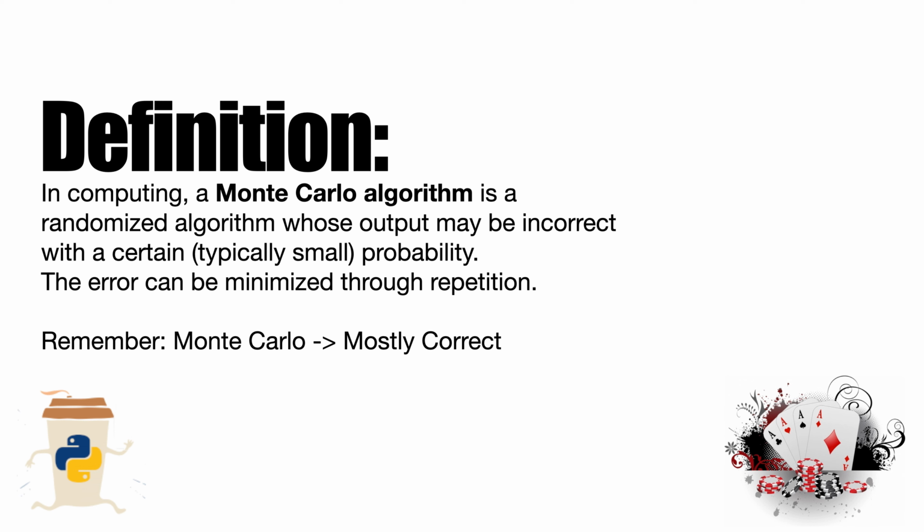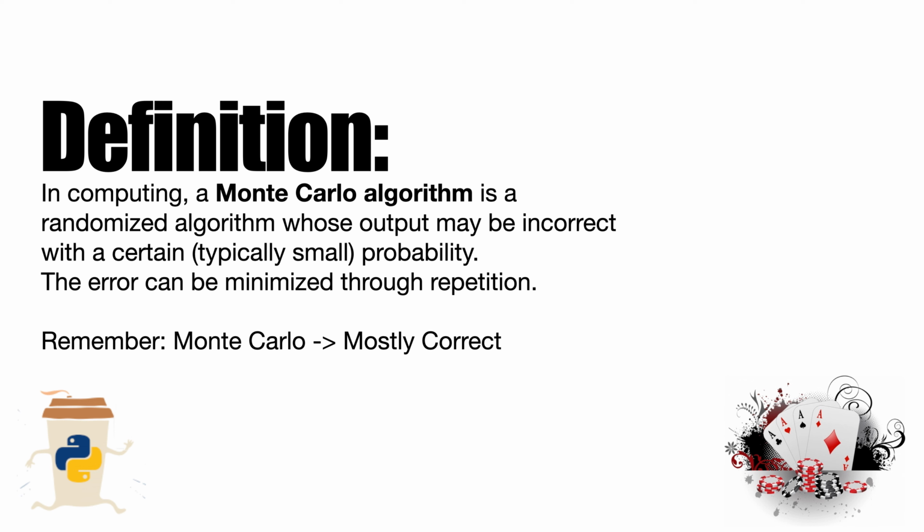This is from Wikipedia and it states that in computing, a Monte Carlo algorithm is a randomized algorithm whose output may be incorrect with a certain, typically small probability. So this algorithm sometimes will give you the wrong answer. But why would we want to have such algorithms? This is because sometimes the algorithm to compute the correct answer all the time may be very complex and take a lot of time to compute the correct answer, for example.